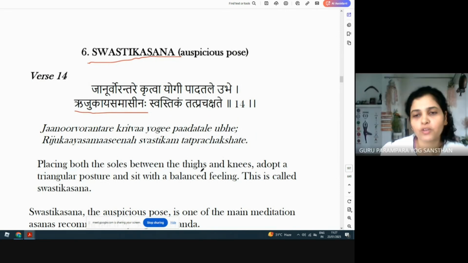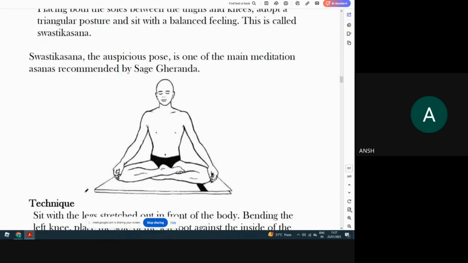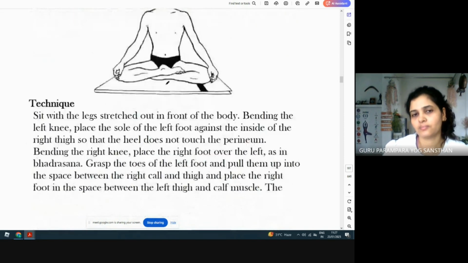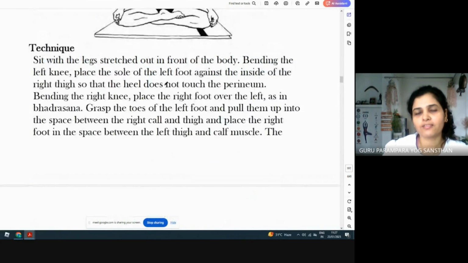Place both the soles between the thighs and knees, adopt a triangular posture and sit with a balanced feeling. This is called Swastikasana. The normal Sukhasana that we do today, that way they are doing Swastikasana. The method is given in Hatha Pradipika. It's normal Sukhasana. There are no benefits given in this.